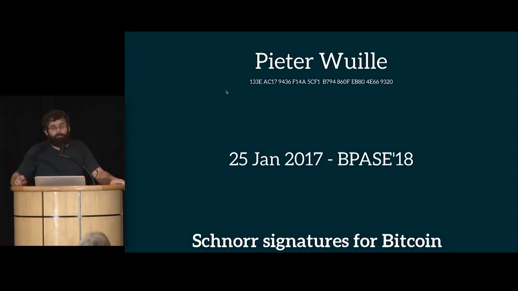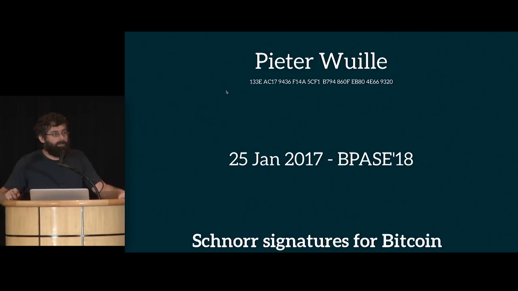So my name is Pieter Wuille. I work at Blockstream. What I do there is contribute to Bitcoin Core and Bitcoin research in general, and I work on various proposals for some time now. And today I will be talking about Schnorr signatures for Bitcoin, which is a project that we've been working on and off for, I guess, a couple of years now.